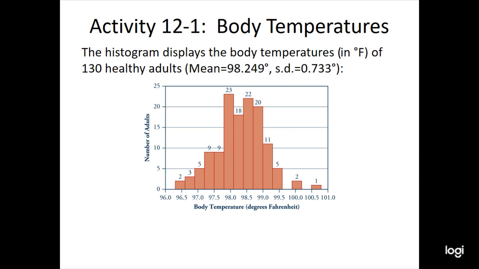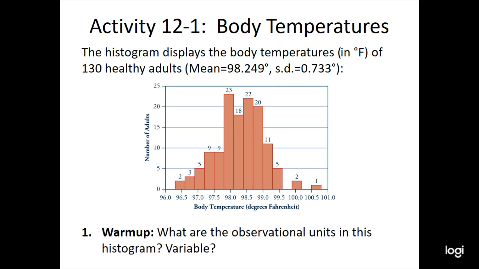One thing to notice right away is the approximate shape of that distribution, so keep that in the back of your head. First question, a softball warm-up: what are the observational units in the histogram, and what's the variable? The observational units are the healthy adults, 130 healthy adults, and our variable is the body temperature, because as we go from healthy adult to healthy adult, the thing that's changing is the body temperature.